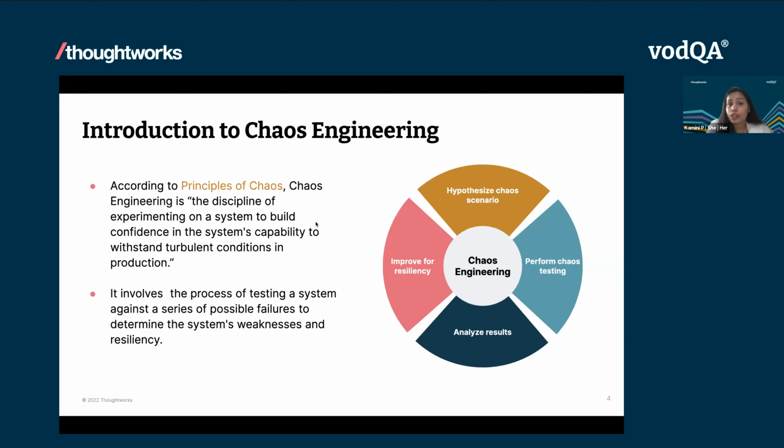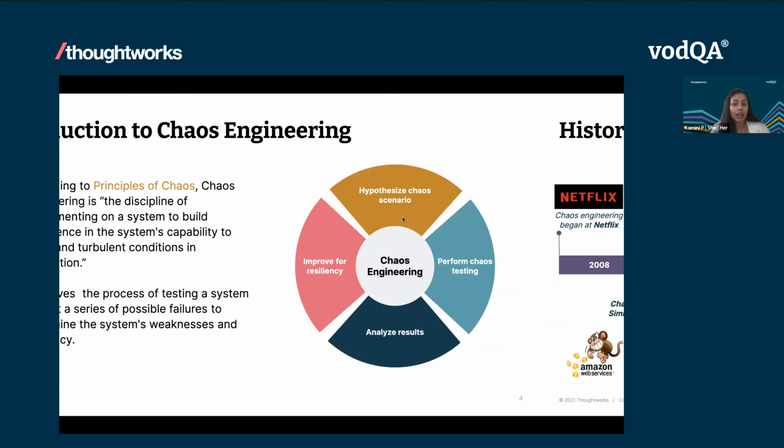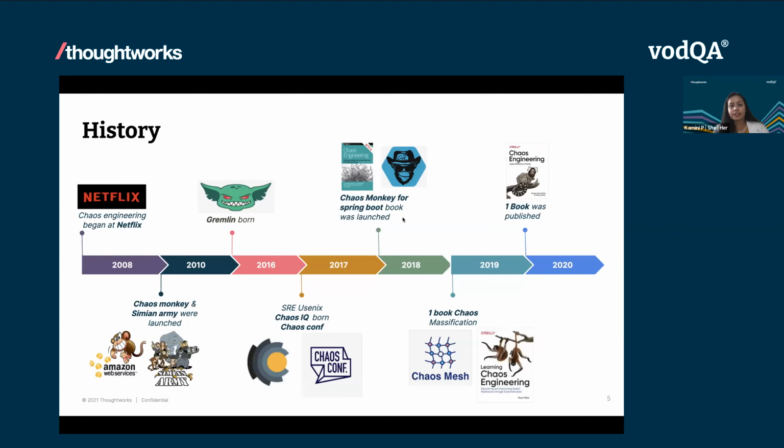Now, though we know what chaos engineering is, let's see the history of chaos engineering. So Netflix began chaos engineering in 2008, and it actually matured at Netflix itself, because in 2010, Netflix again launched Chaos Monkey and the Simian Army. Some technical people also got involved in the chaos engineering part, and then Gremlin was born in 2016.